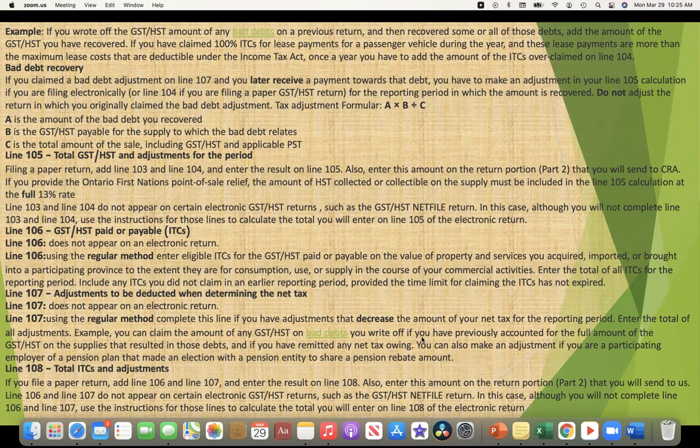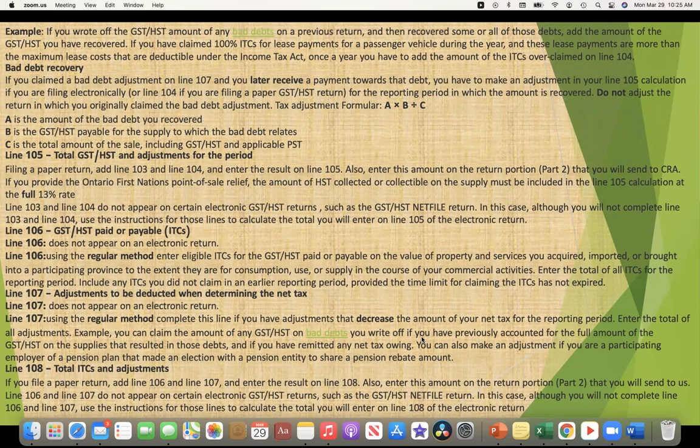Let's talk about bad debt recovery. If you claim a bad debt adjustment on line 107 and you later receive a payment towards that debt, you have to make an adjustment in your line 105. Line 105 is the total GST/HST adjustment for the period.